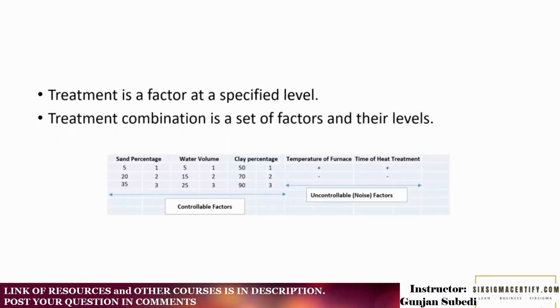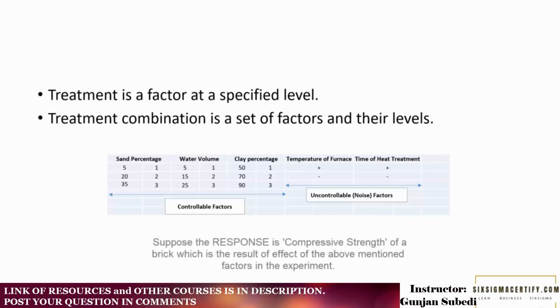When we are conducting the design of experiments, processes are run with factors set at a specified set of levels. Here, in this experiment, there are 5 factors: sand percentage, water volume, clay percentage, which are the controllable factors, and temperature of the furnace and time of heat treatment, which are the uncontrollable or noise factors. These factors ultimately affect the response, compressive strength of the brick. So the final compressive strength of the brick is the response, and these are the factors.